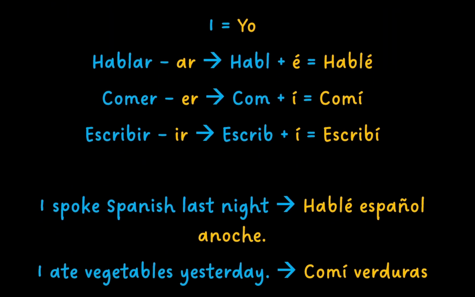I in Spanish is yo, and to conjugate this, we drop the endings, and for hablar, we add é with an accent, and for comer and escribir, we add í with an accent. So hablar becomes hablé, comer becomes comí, and escribir becomes escribí.